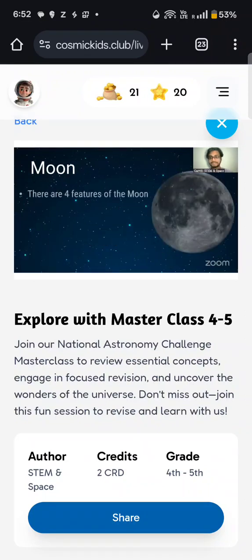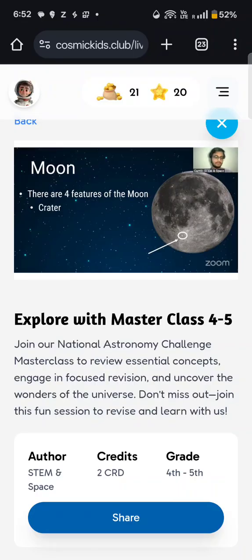Right? Let's see some of the features of the moon also. So the moon, obviously, we know it is the only satellite that Earth has, and it has four main features. What do we mean by features? For example, it has craters on it, like this particular crater. Does someone know the name of this particular crater? And how was this crater formed?